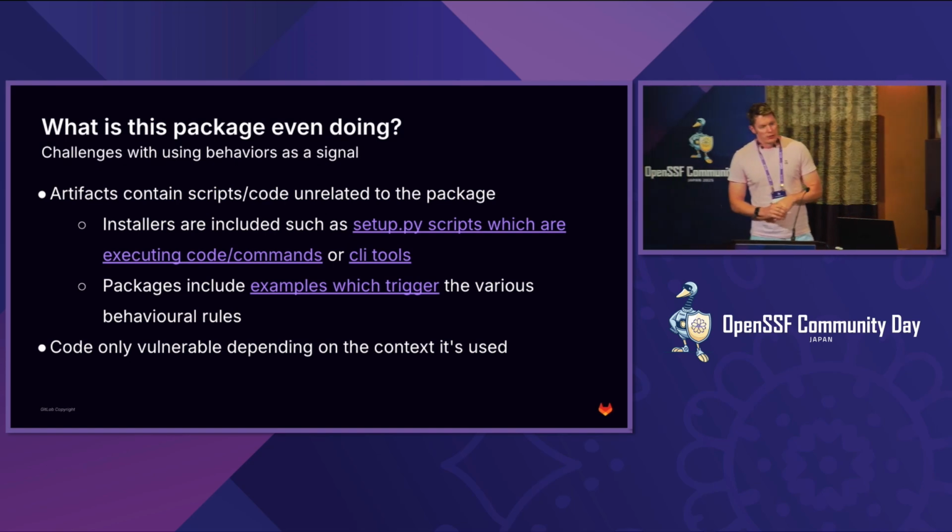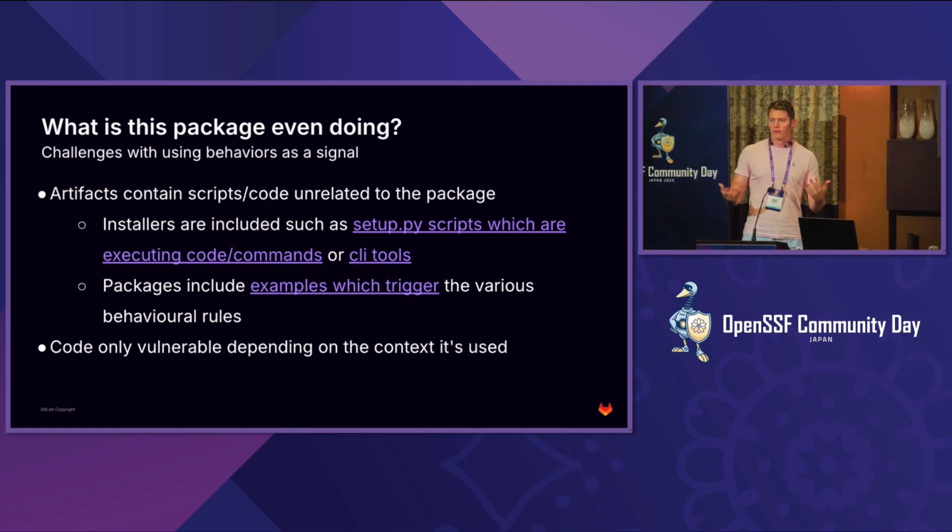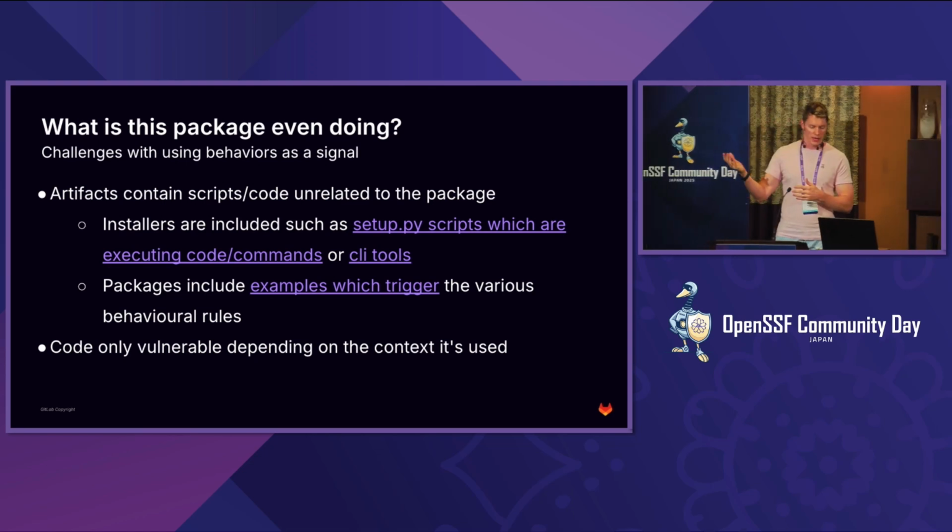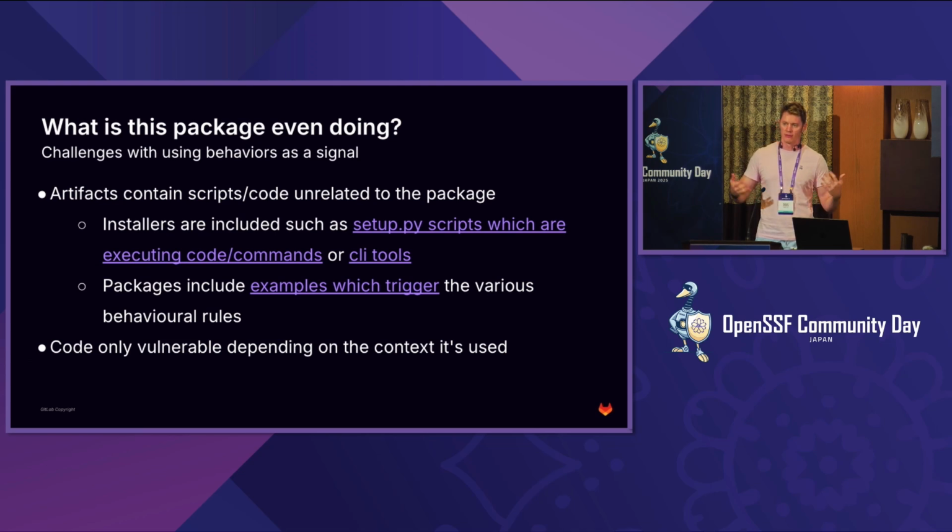So what are some challenges with using behaviors as a signal for if software is vulnerable or not? First off, a lot of these artifacts that are published actually have scripts and code that's not related to the actual dependency that you're using. So it's really hard to sometimes suss out what that is. A lot of them have installers, such as Python setup.py scripts, which are going to be executing OS commands. Or you'll have CLI tools that are included, which again are executing OS commands or doing something else, reading files, etc. There's packages which include examples. Even though they're published, they're going to include their example code, which can trigger various behavior rules.